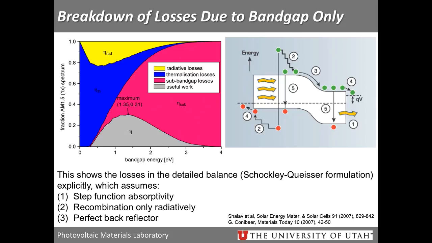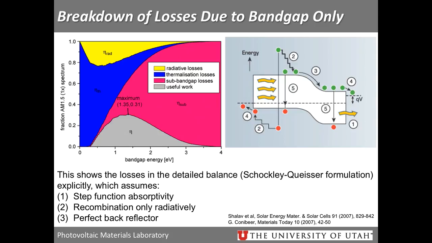And so if we start at, this is the band gap energy of the material, so essentially the maximum power efficiency possible is a function of that band gap. You can lose energy in three primary ways. The first is what's known as the thermalization of carriers.